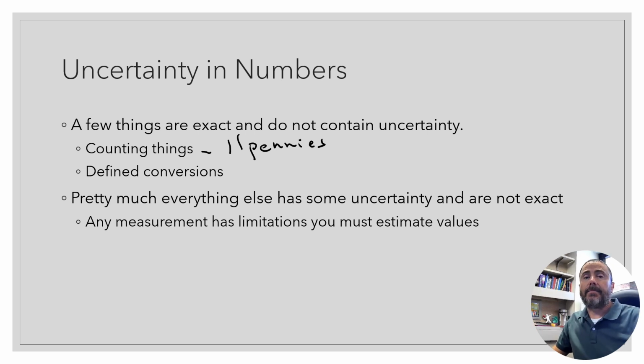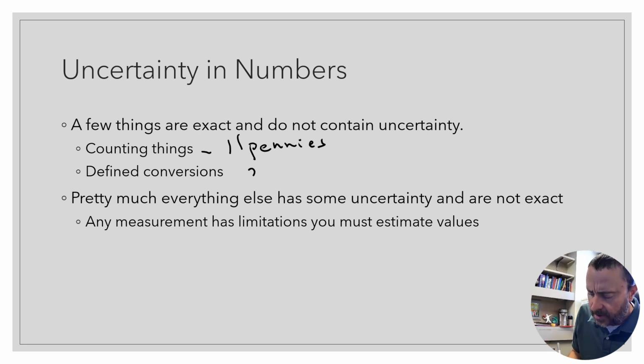That's an exact number of pennies. It's not like you've got maybe 8 pennies and maybe 13 pennies. You have exactly 11 pennies. So that's an exact number. There's also things like defined conversions. Like let's go with the American units.